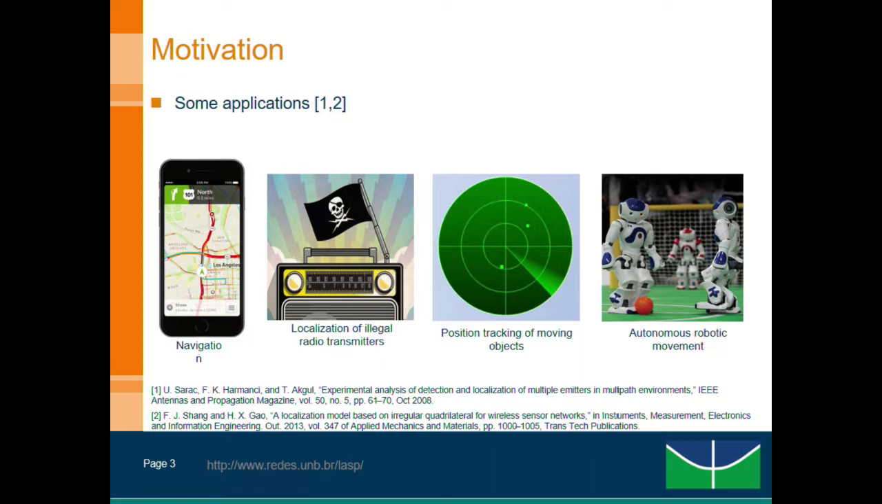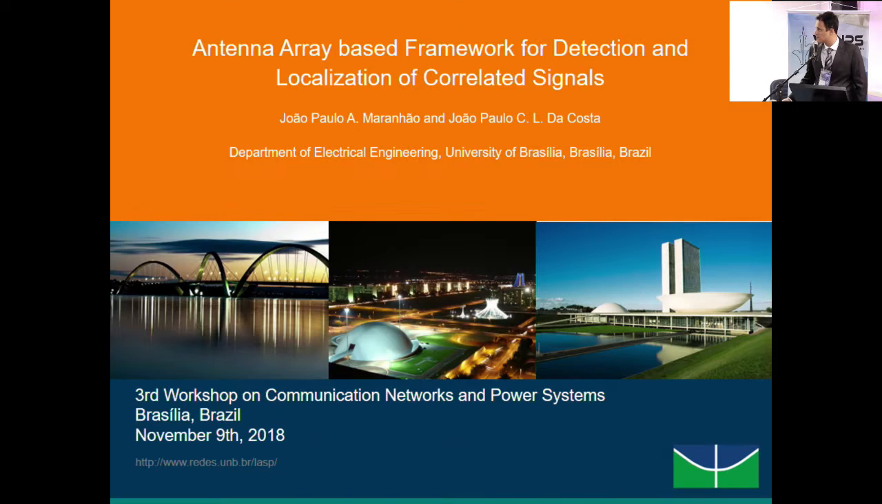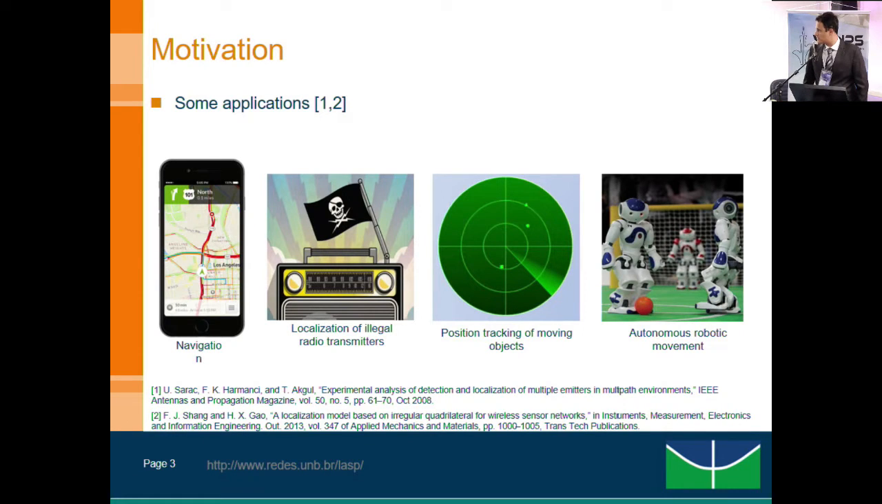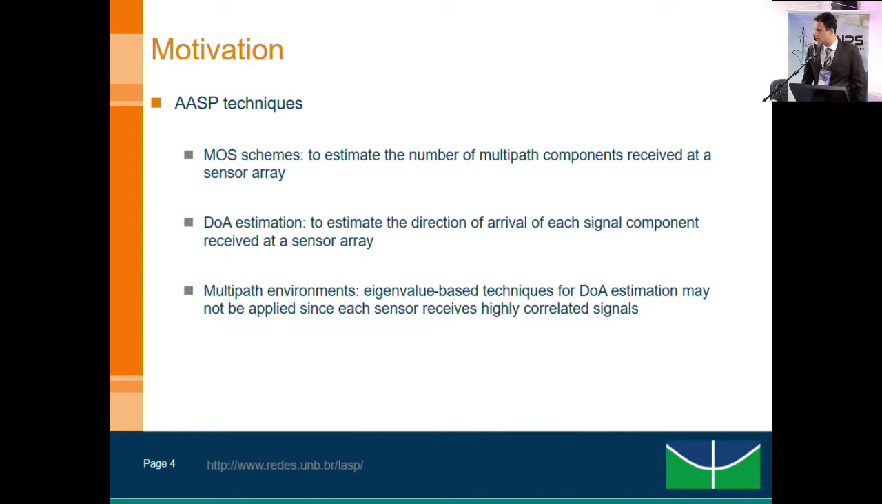The detection and localization of signal emitters plays a fundamental role in many applications in the array signal processing area, such as navigation, localization of illegal radio transmitters, position tracking of moving objects, and autonomous robotic movement. Our research includes some adaptive and array signal processing techniques, such as model order selection schemes and direction of arrival estimation. The model order selection schemes are used to estimate the number of multipath components received at a sensor array, while the DOA techniques are used to estimate the direction of arrival of each signal component received at a sensor array.